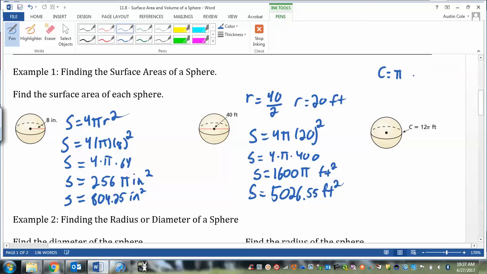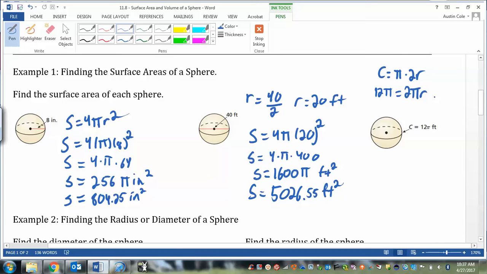Pi times diameter, right? Now I can take diameter. Diameter is just 2 times the radius, so I can take the diameter out and put in 2r. Okay, so we have 12 pi equals, I'm going to rearrange 2 and pi. Since it's multiplication and it's commutative, I can do that. So I have 2 pi r.